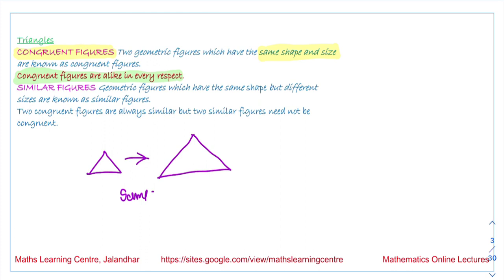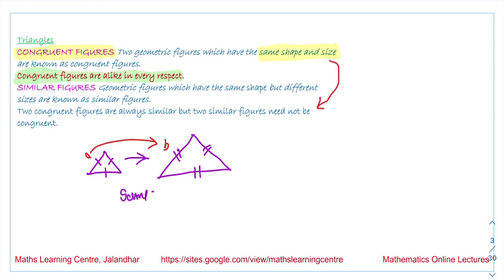Shape means, suppose I am saying this is an equilateral triangle, all three sides are equal. This is also an equilateral triangle, all three sides are equal. If the length of this side is A and the length of this side is B, their lengths are not equal, but their shape is the same, while sizes are different. So these two triangles are similar triangles but not congruent. But if we have two congruent triangles, then they will be similar also, because if they have the same shape and size, then they have the same shape.